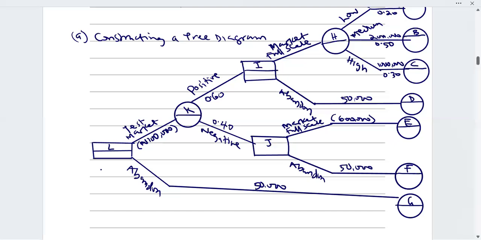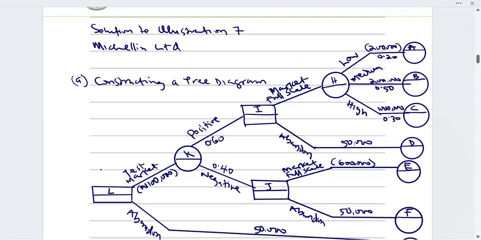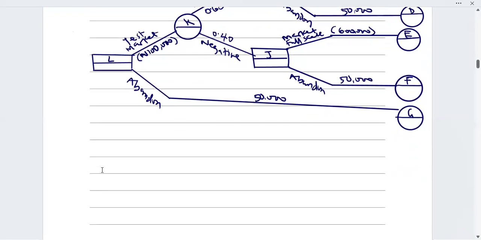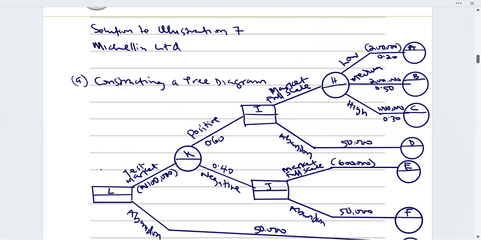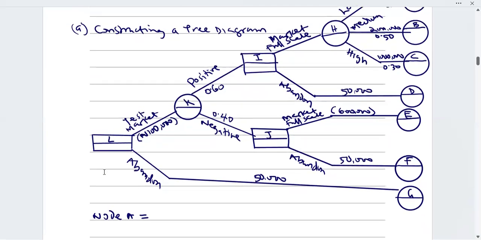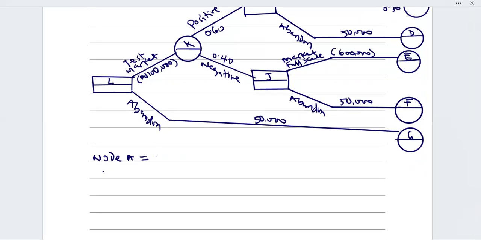So the next thing I need to do now is to find the expected value for each node. We need to calculate the value for each node. For node A, we need to calculate the expected value. Node A, we have 200,000 losses multiplied by a probability of 0.2. So A will be 200,000 multiplied by 0.2, which is equal to 40,000 naira loss.